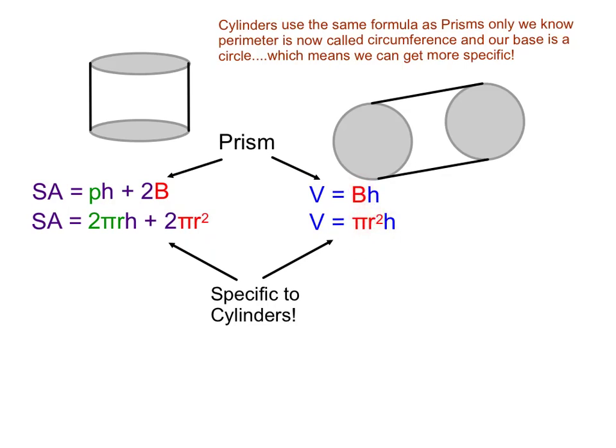The only other thing you have to change is we don't say you have a perimeter of a circle, so we change P to circumference, 2 pi r. So all we've done is we've made these two formulas specific to cylinders by plugging in the information for circles. And these are on your reference sheet under a right cylinder.